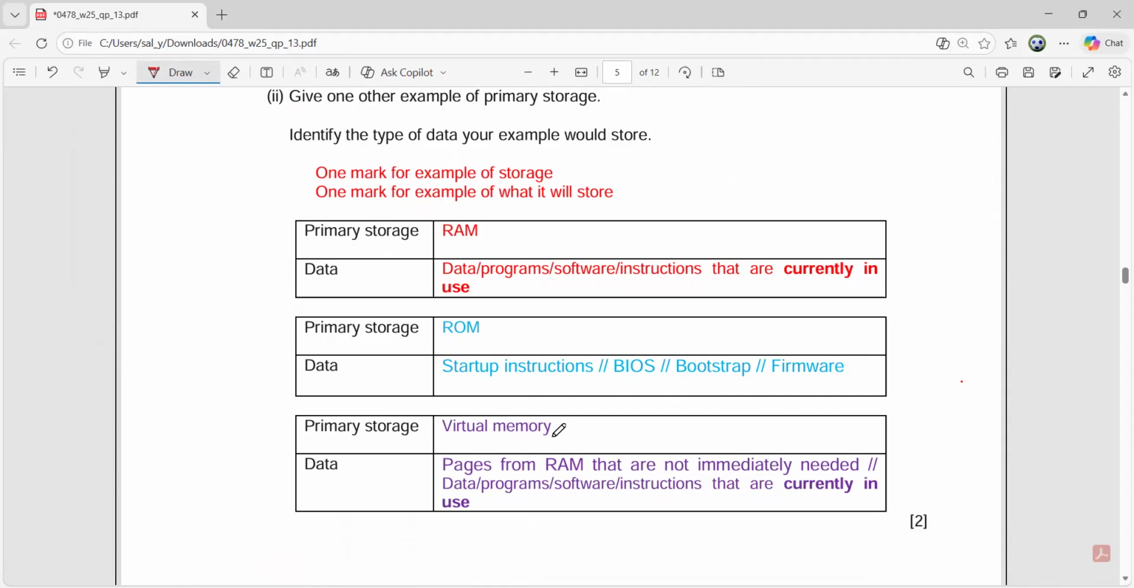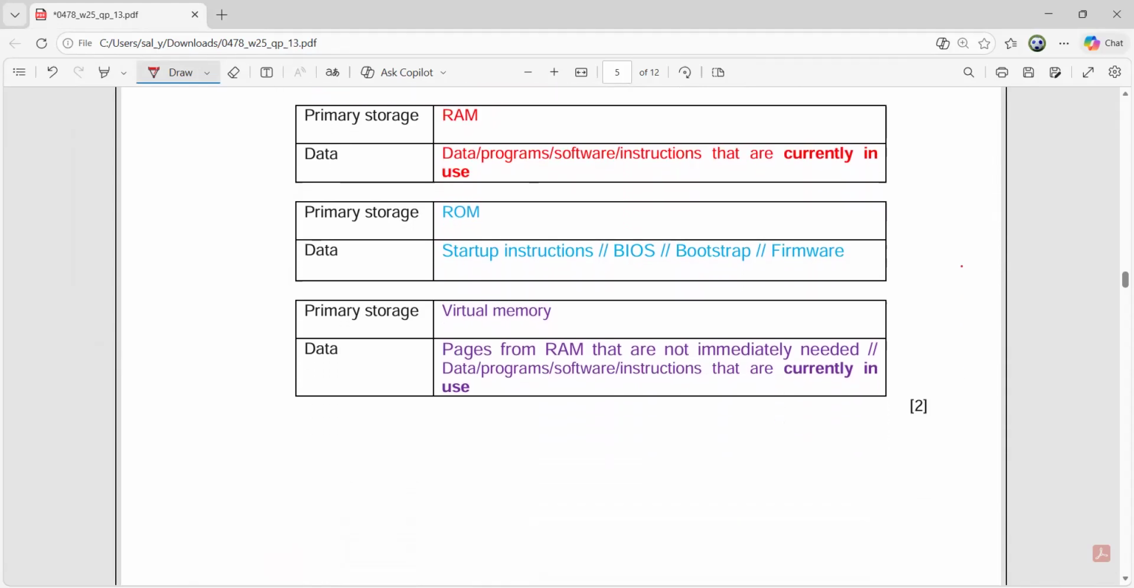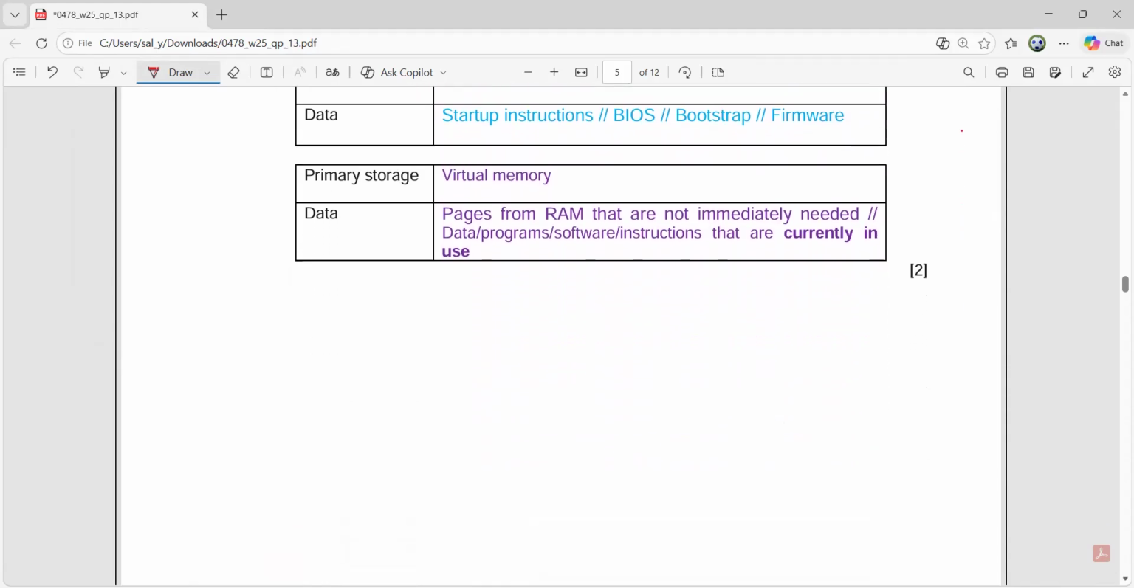That is why if a child had written VM, virtual memory, this is considered to be a right answer. You can see here, pages of RAM that are not needed immediately are transferred to virtual memory, or data, programs or software instructions that are not currently in use are present in the virtual memory. So the examiner will give you marks because you have mentioned the right reason why virtual memory is considered to be primary storage. That is why the child will be able to score 2 out of 2 here.